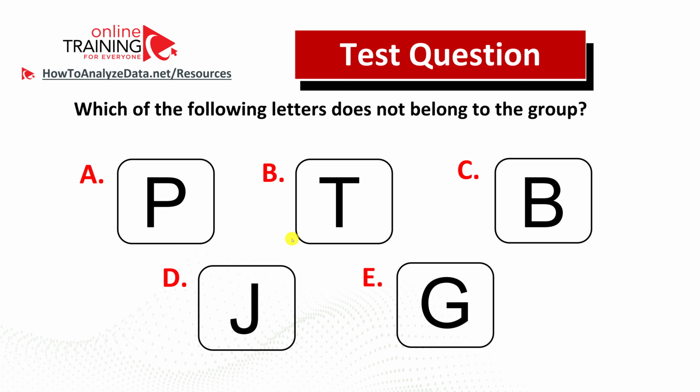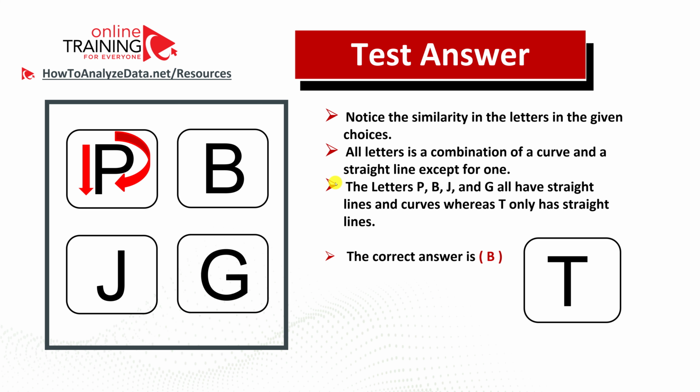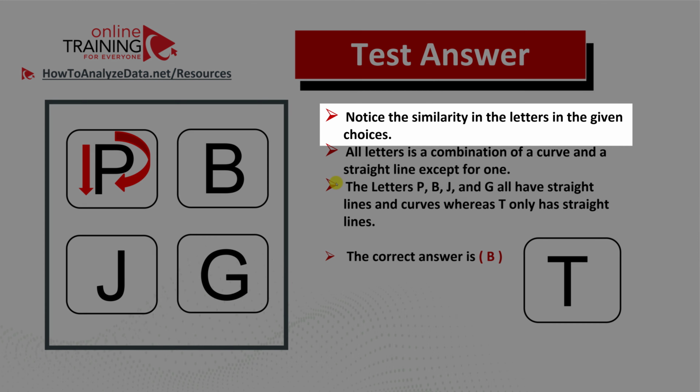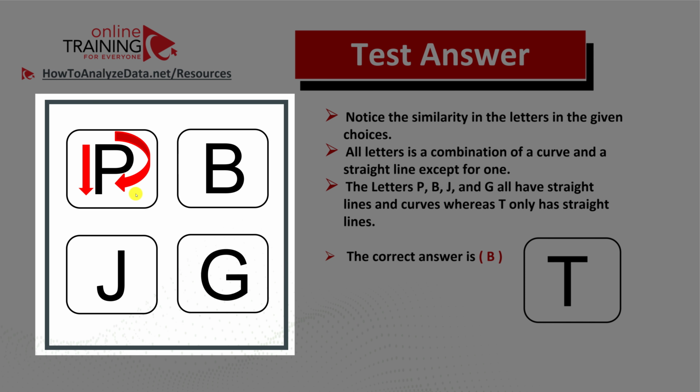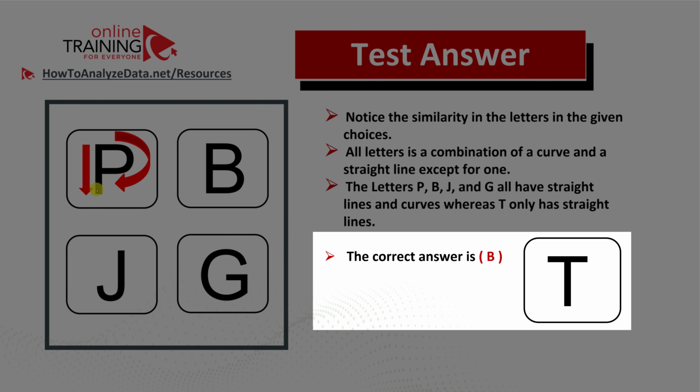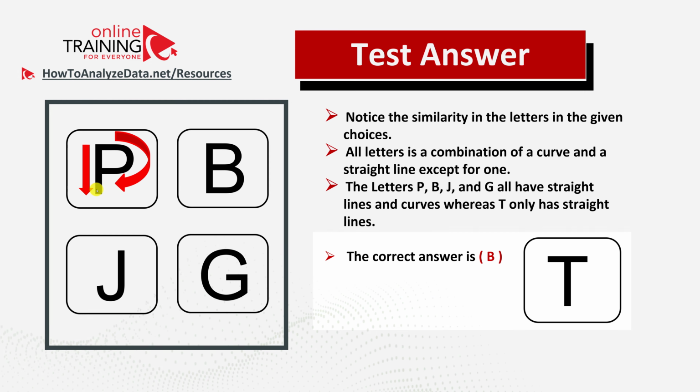Now let's go ahead and jump to the solution. When you look at the patterns, you can notice the similarities in the letters for the given choices. All letters are a combination of curve as well as straight line, with the exception of one. The letters P, B, J, and G presented here all have a combination of curve as well as straight line. The only letter that does not match this pattern is letter T. So the correct choice here is choice B, letter T. Hopefully you've nailed this question.